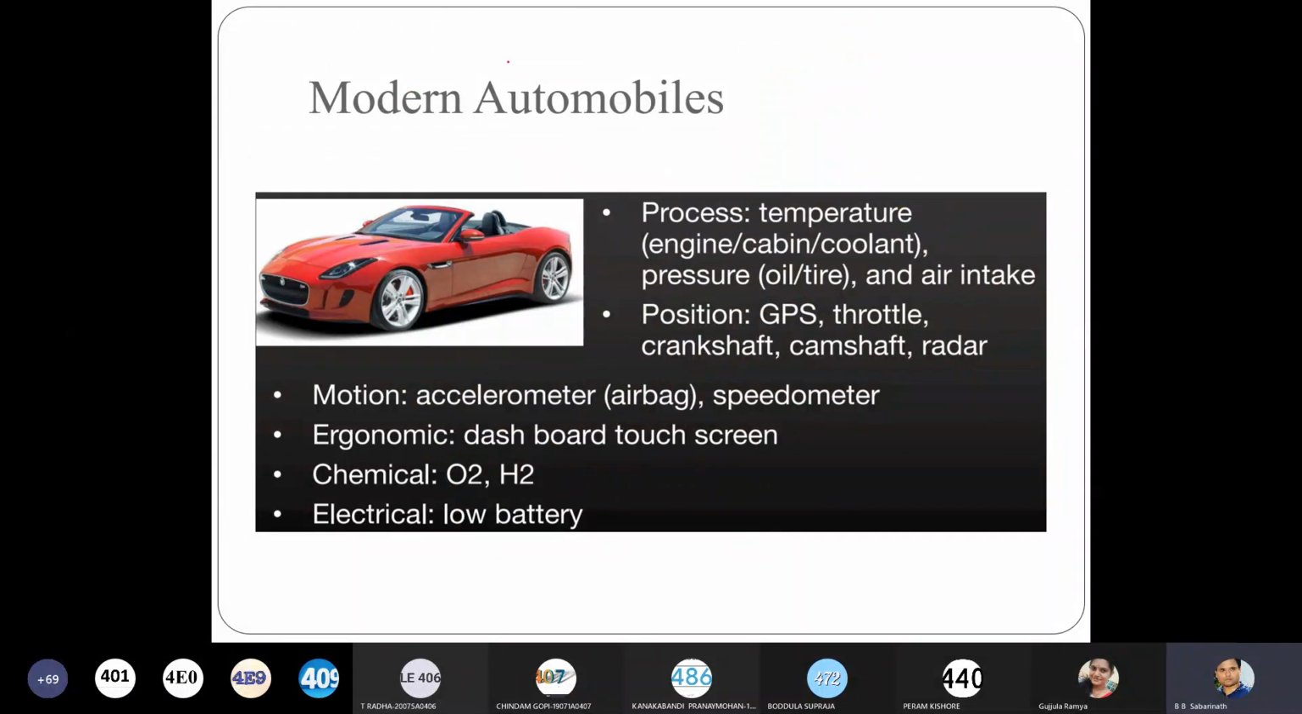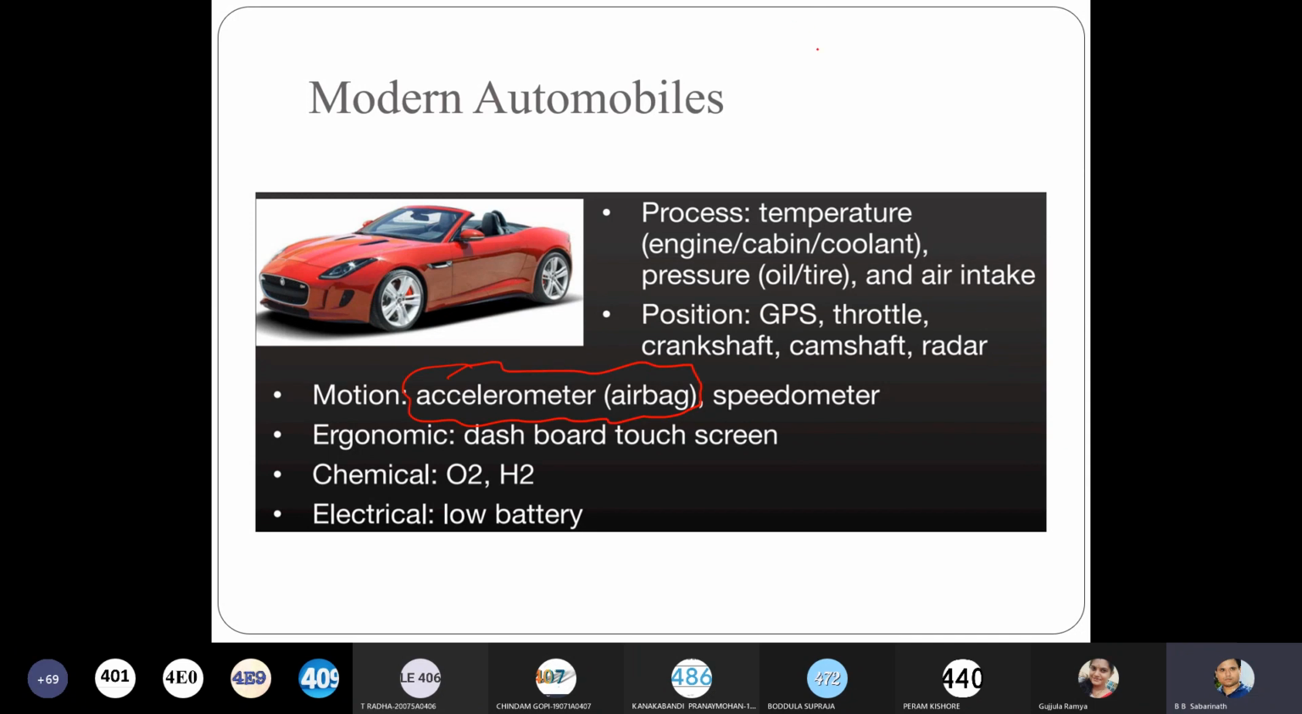You can see these modern automobiles, right? Previously, automobiles were electromechanically controlled. Now your automobiles have sensor-based controls, with different sensors like temperature sensors. Different sensors are there in your automobiles, right? For example, the best example I can give is the accelerometer airbag sensor.